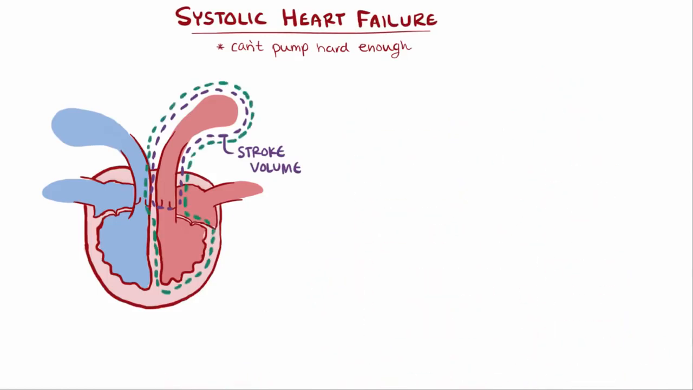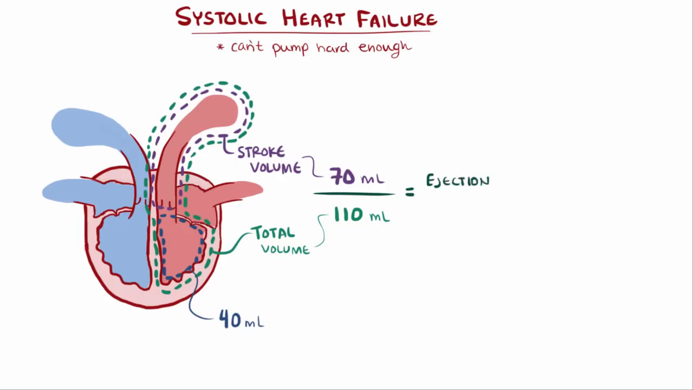And the stroke volume is only a fraction of the total volume. The total volume might be closer to 110 milliliters, and 70 milliliters is the fraction that got ejected out with each beat. The other 40 milliliters kind of lingers in the left ventricle until the next beat, right? In this example, the ejection fraction would be 70 milliliters divided by 110 milliliters, or about 64%.